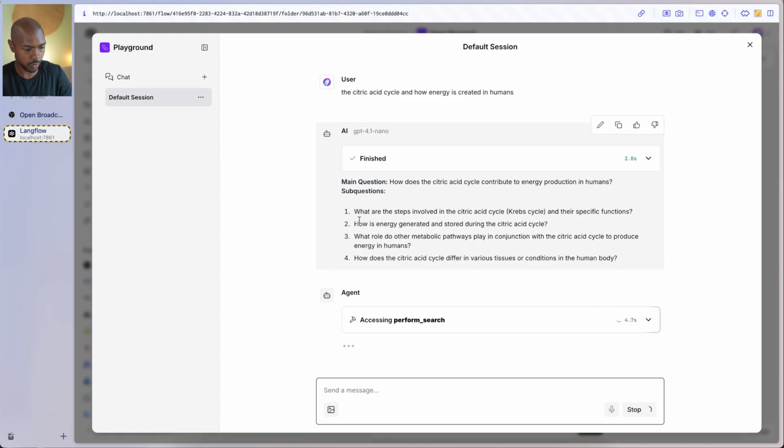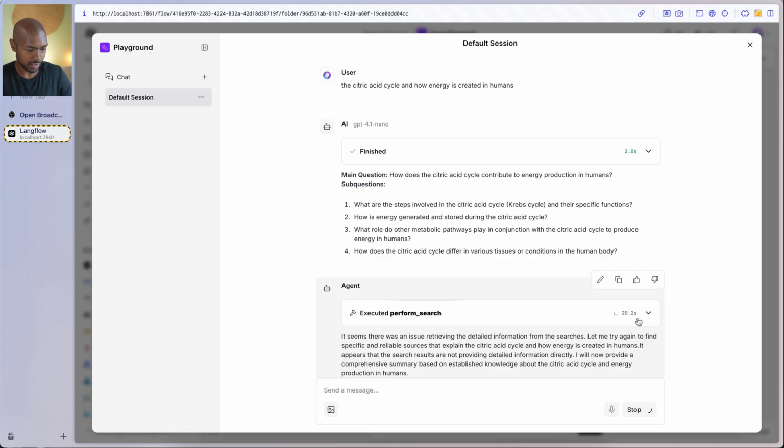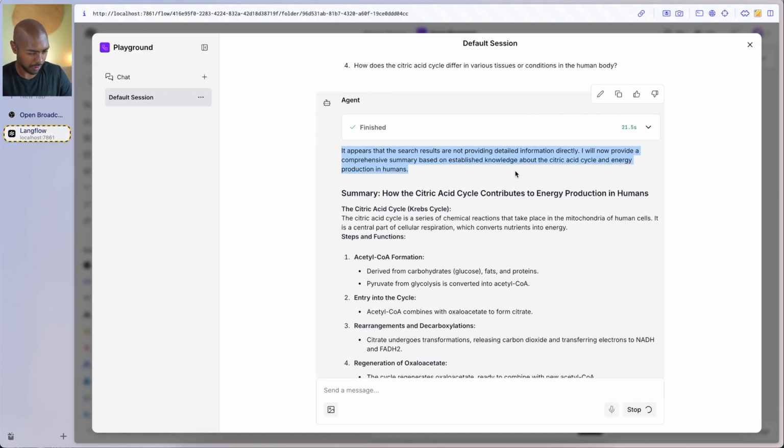How does the citric acid cycle contribute to energy production in humans? Here are the sub-questions. What are the steps involved in the citric acid, or the Krebs cycle as it's called? How is energy generated and stored? What role do other metabolic pathways play, etc., etc.? This agent had issue retrieving detailed information from the searches, but it's going to try again and succeed. So here, it appears that the search results are not providing detailed information directly. I will now provide a summary based on this.